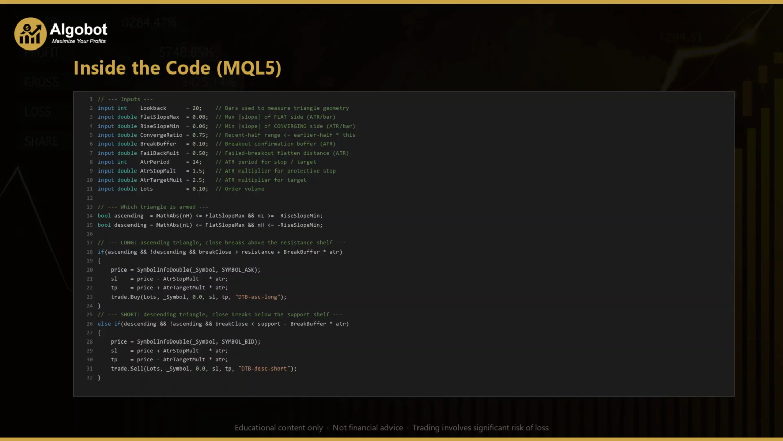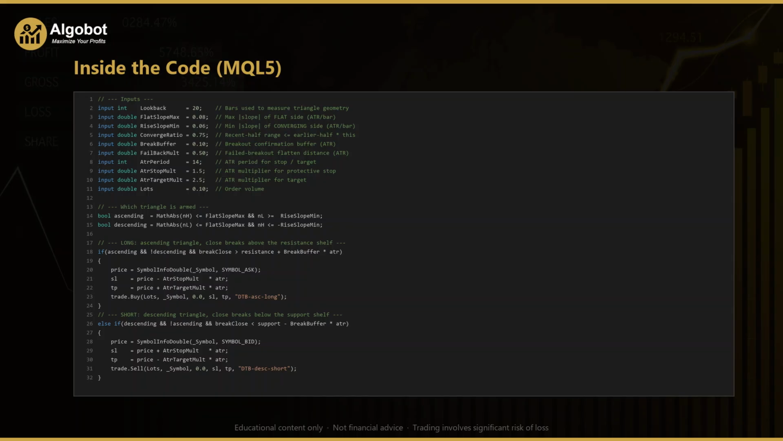FlatSlopeMax is the ceiling on the flat side slope, and RiseSlopeMin is the floor on the converging side slope, both in ATR per bar. Converge ratio controls how much tighter the recent half must be. BreakBuffer is the confirmation distance, and failback multiple drives the failed breakout exit. The ATR period, stop multiplier, and target multiplier shape the risk, and lot sets the order size. Just below, two Boolean flags do the classification.